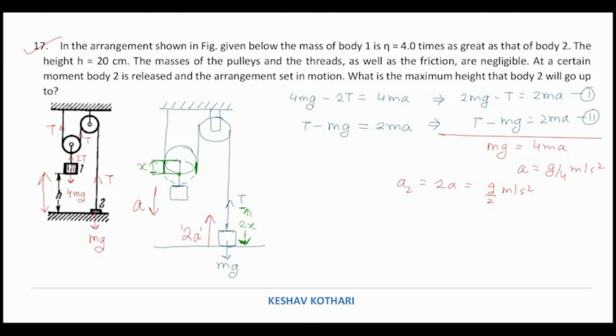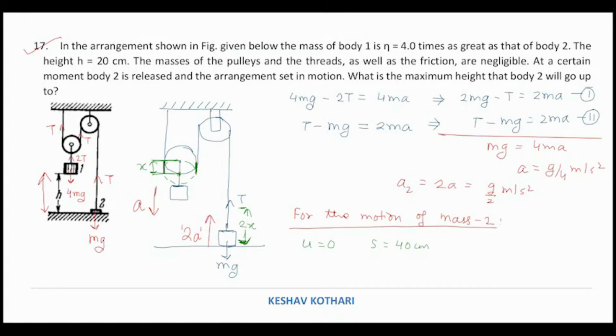If I write for the motion of mass 2, then we can start writing the following facts: the initial velocity is 0, and the displacement of the second mass is equal to 40 centimeter in the upward direction.